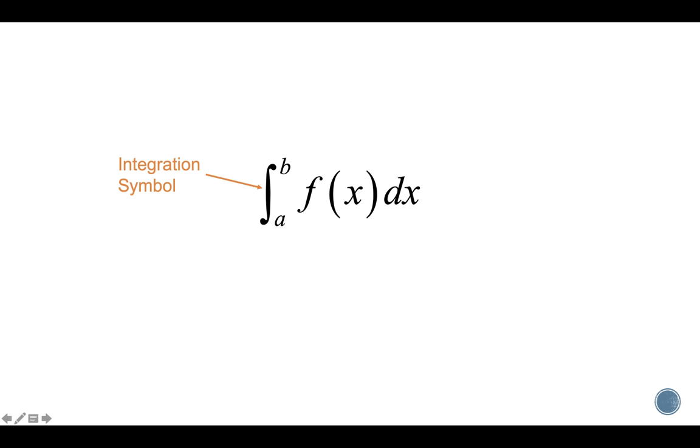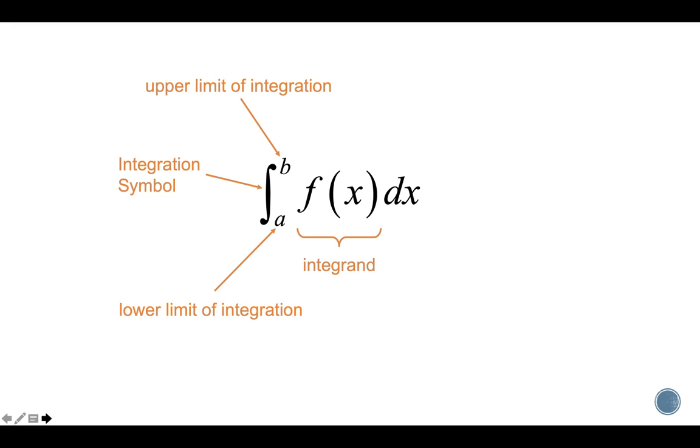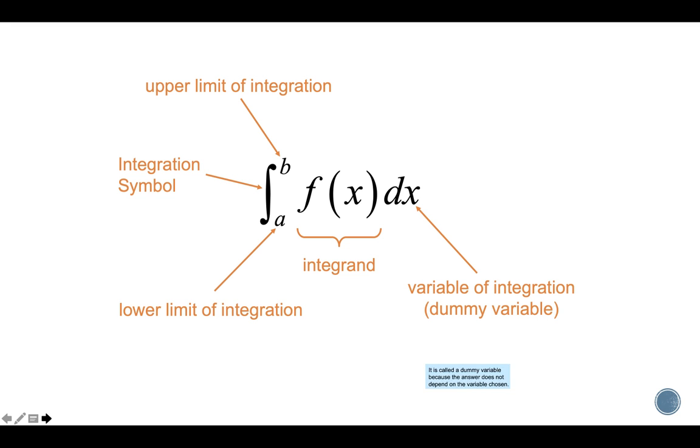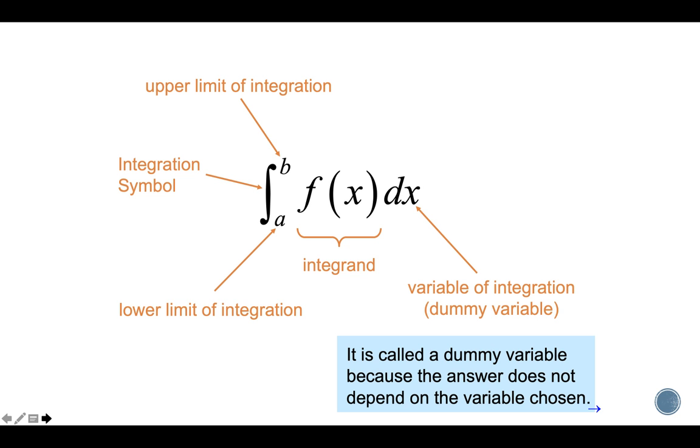So this is the integration symbol. a is the lower limit of integration. b is the upper limit of integration. And since this is in terms of x, those would be x values. f of x is called the integrand. And dx gives you the variable of integration, the dummy variable. It is called a dummy variable because the answer does not depend on the variable chosen.